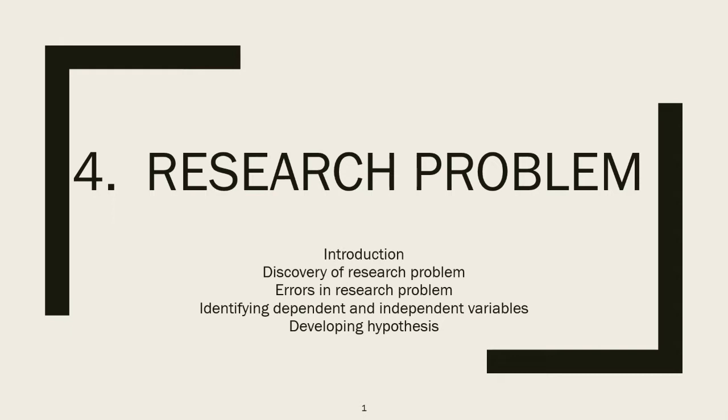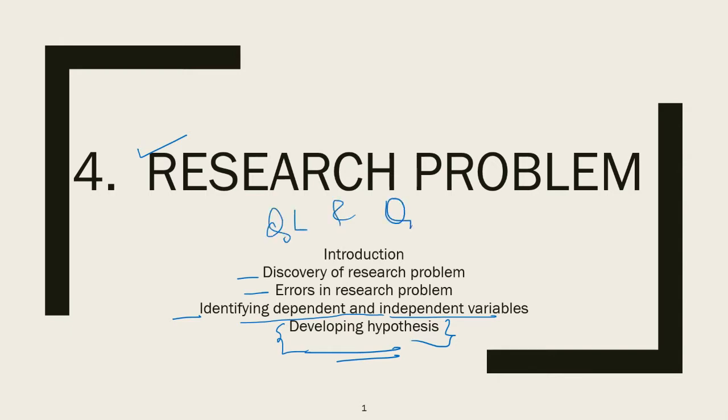There will be an introduction based on this topic: discovery of research problem, errors in research problem, identifying dependent and independent variables, along with developing hypothesis. Now, till now we have dealt with steps in research processes and also in-depth knowledge of qualitative and quantitative research. Now, in this chapter, we'll talk about research problem.